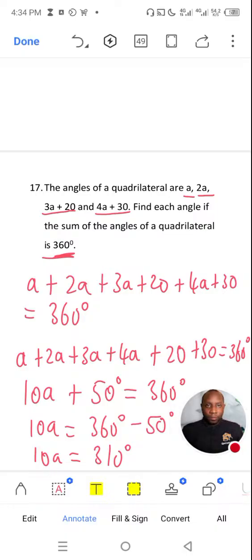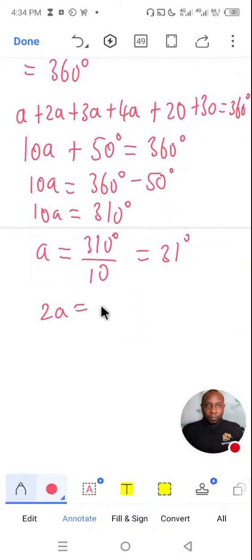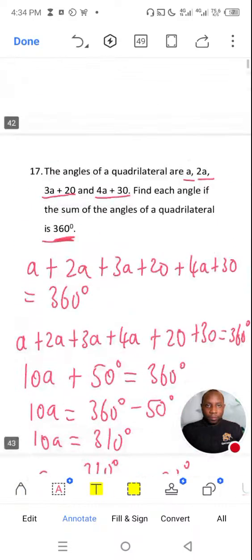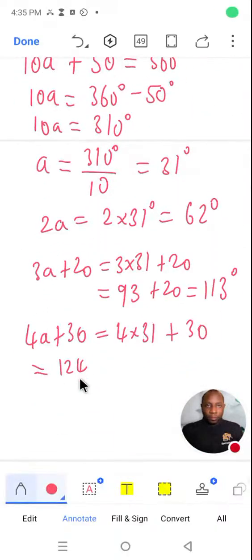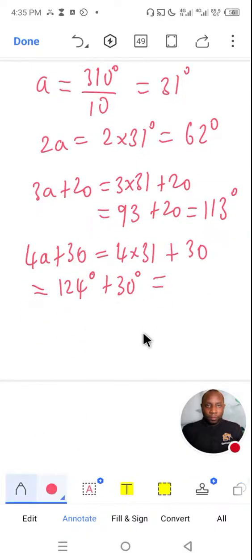A, 2a, 3a plus 20, 4a plus 30. So we already have a. What about 2a? It's going to be 2 times 31 degrees. What's 2 times 31? That is going to be 62 degrees. So we've gotten 2a. Then we have 3a plus 20, and 4a plus 30, which is 124 plus 30. 124 plus 30 is going to give you 154. So yes, we have gotten all the angles in this quadrilateral.